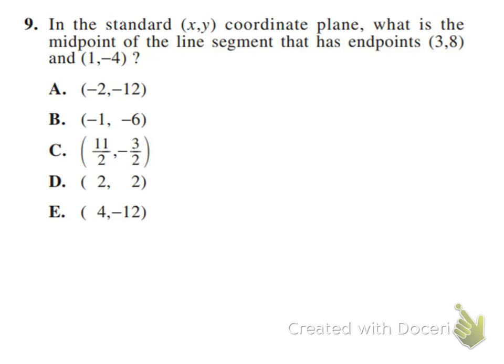In the standard coordinate plane, what is the midpoint of the line segment that has endpoints (3, 8) and (1, -4)? Now, immediately, this is a geometry problem, right? And we need to know the midpoint formula, but I'd really like for you to know what a midpoint is. Midpoint's the middle. Midpoint is the average of the 2 points. Remember that. The midpoint is the average of the 2 points.